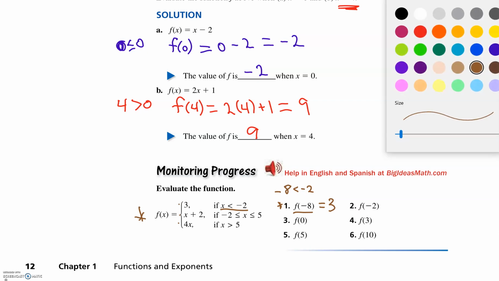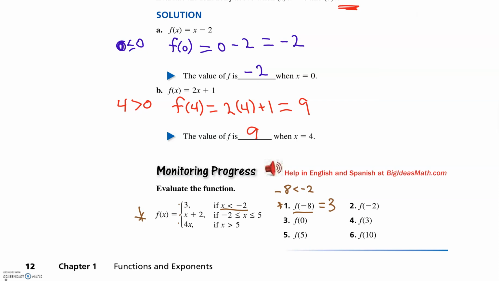Where does -2 fit in our domain restrictions? -2 is between -2 and 5. And notice I can't use the first one because it says less than -2. -2 is equal to -2. So I have to use this piece right here, the second piece. So we're going to use the equation y equals x plus 2, and we're going to stuff in a -2. So -2 plus 2, which is 0. And that's how we evaluate.